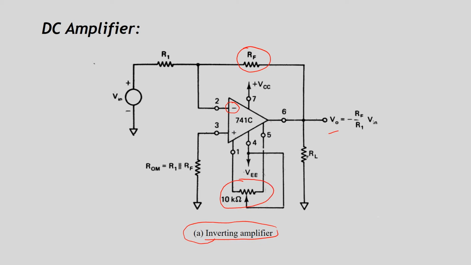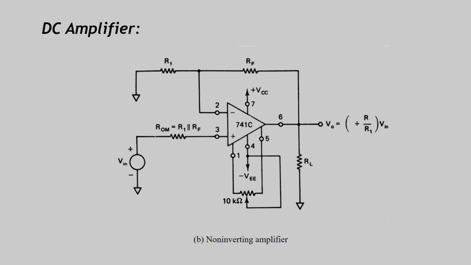So this offset compensating network is there, which is compensating for the input offset voltage. This is RL, the load across which we are measuring the output voltage. This is the offset minimization resistance, and R1 in parallel with RF will be its value.